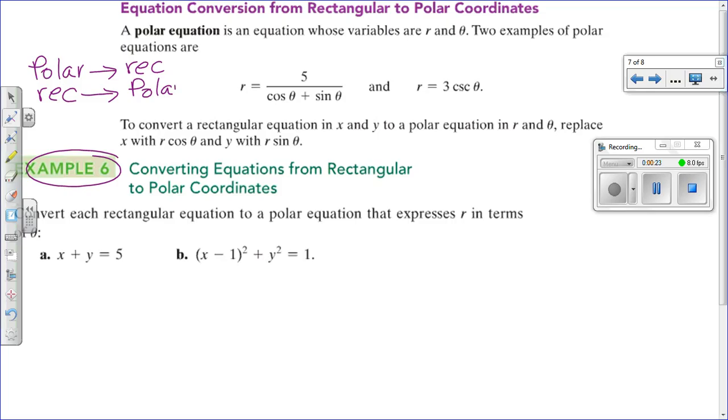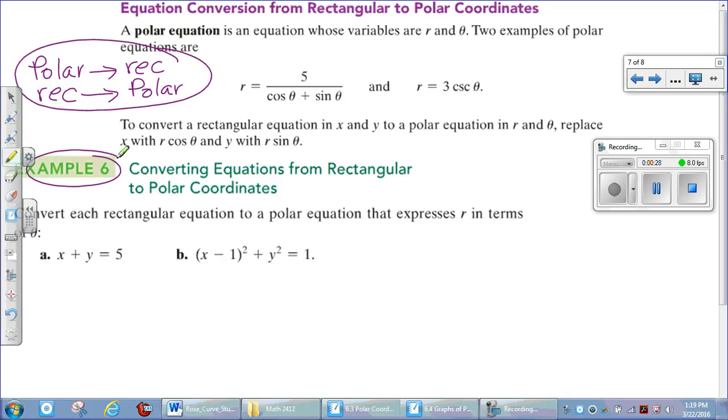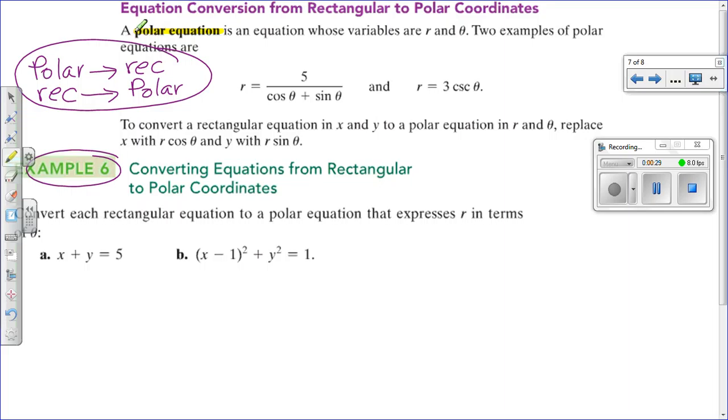Now, what we're going to do is not just with coordinates, but with polar equations. Right here you can see two examples of polar equations, and we're going to graph them in a minute so you can see them. But before that, let's translate the two rectangular equations that we have here into polar form, okay?